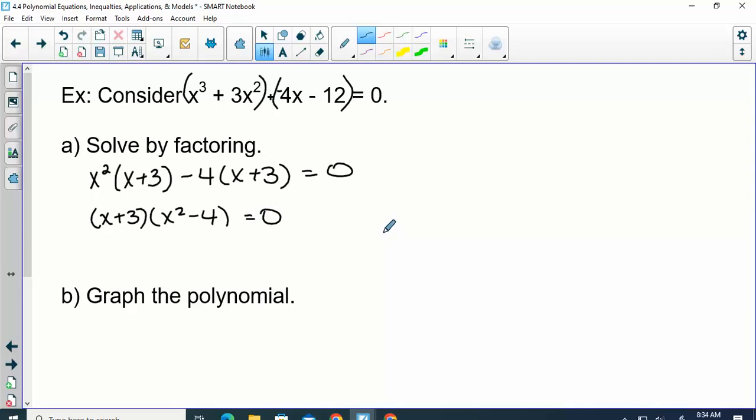Not done yet. What can we do now? So x squared minus 4 will break into x plus 2, x minus 2. So what are my solutions?